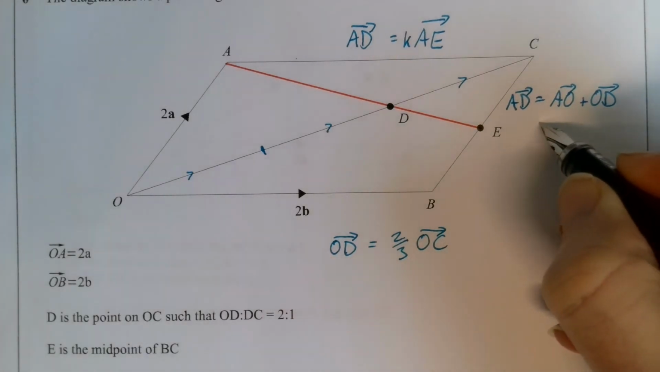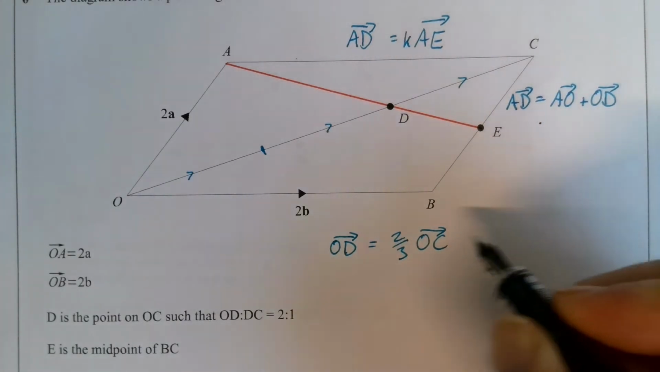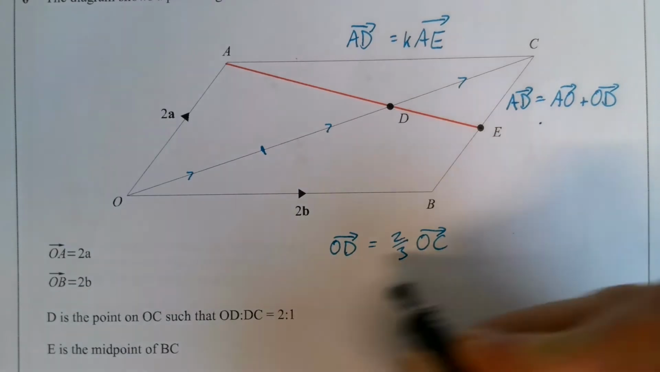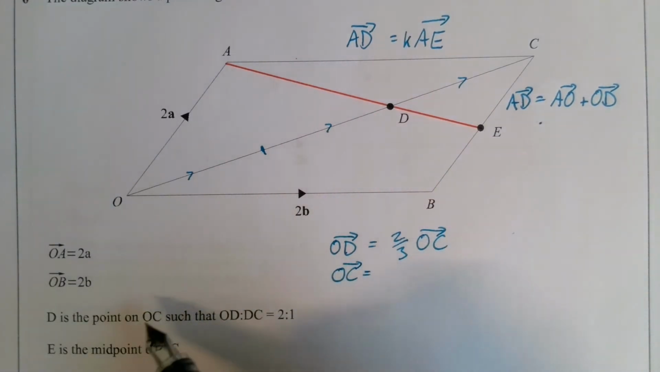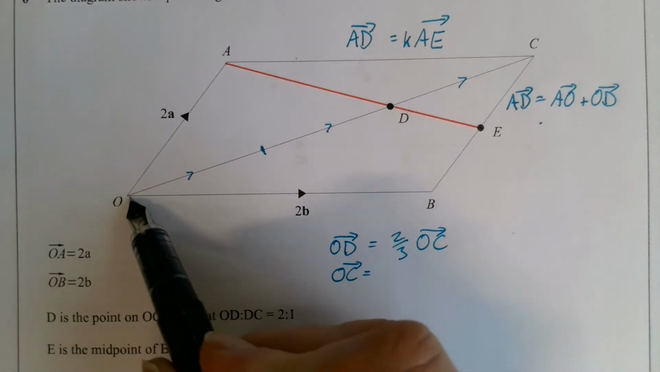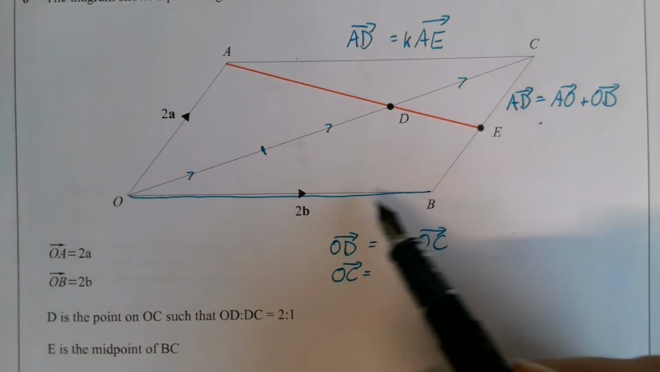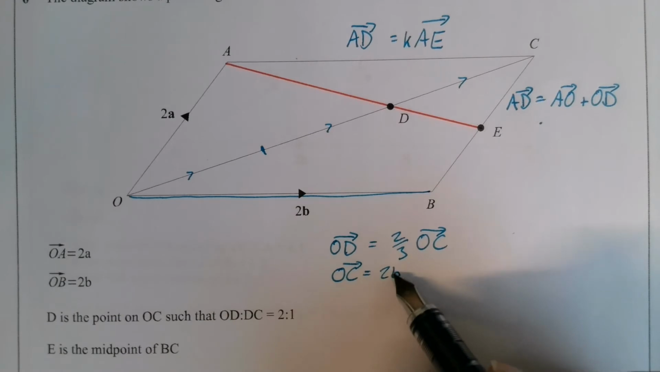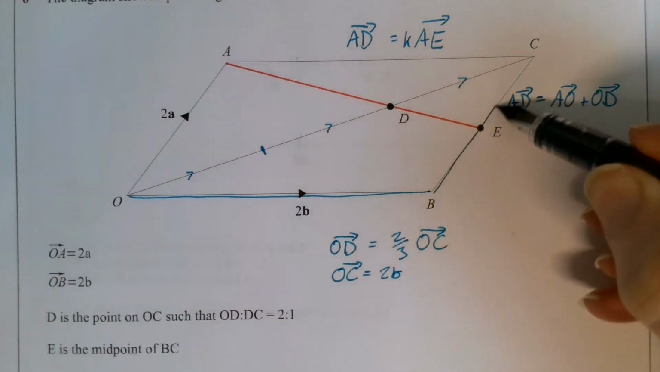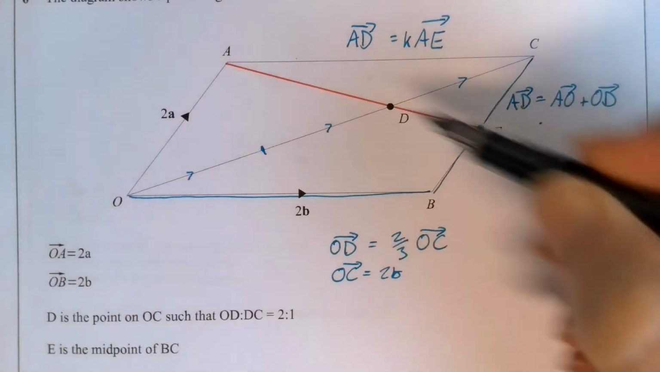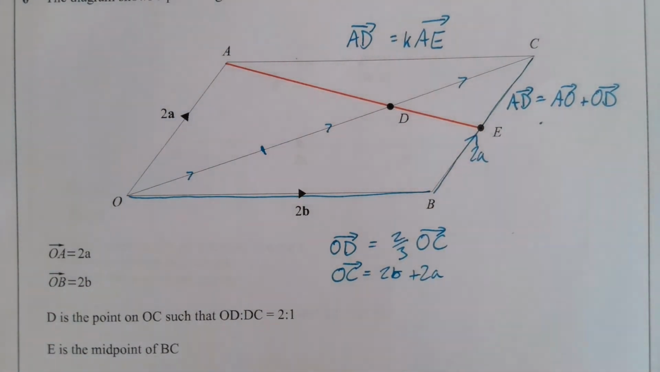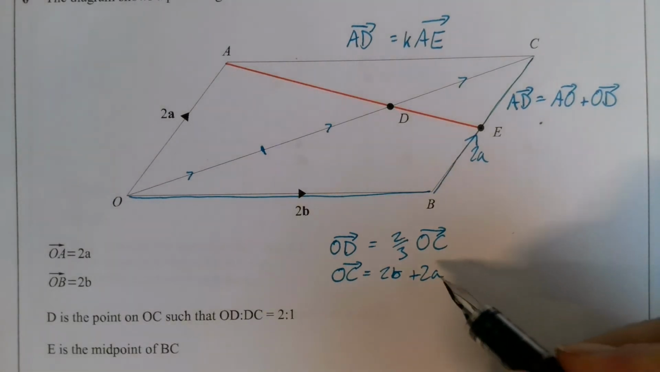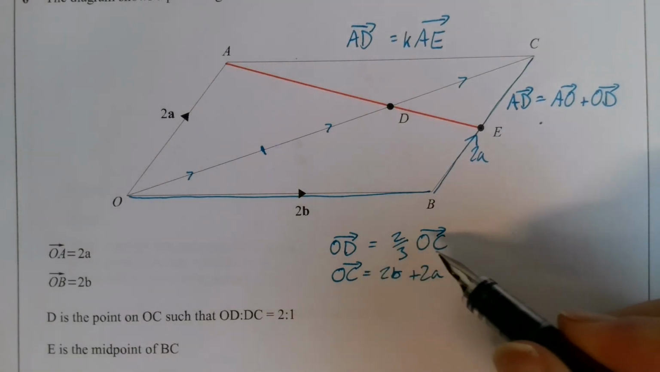So what is O to C? Let's put that down here. O to C is going along there, which is 2B. And then if I go up there, parallel to what's there, that's 2A, isn't it? So 2B plus 2A, or 2A plus 2B, is OC. And we want OD, which is 2/3 of that.